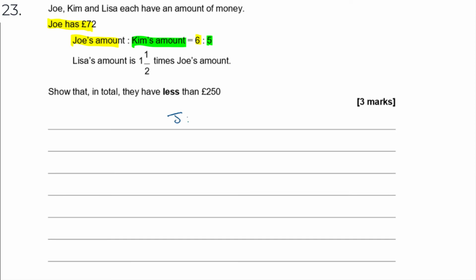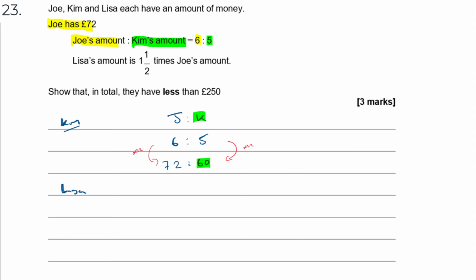So Joe to Kim is in the ratio of 6 to 5, but we know that Joe is 72, which is how many times bigger than 6? 6 goes into 72 12 times. So if I times that up by 12, I get 72. So if I times this one up by 12, 12 lots of 5, that's equal to 60. So I make Kim's amount equal to 60. Okay. And then Lisa's amount is 1.5 times Joe's amount. So what is Lisa's amount then? So this was for Kim, and now we're on to Lisa.